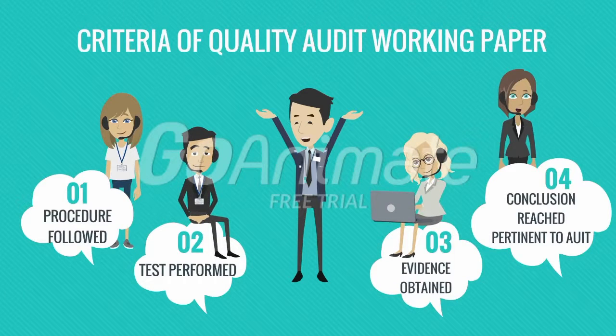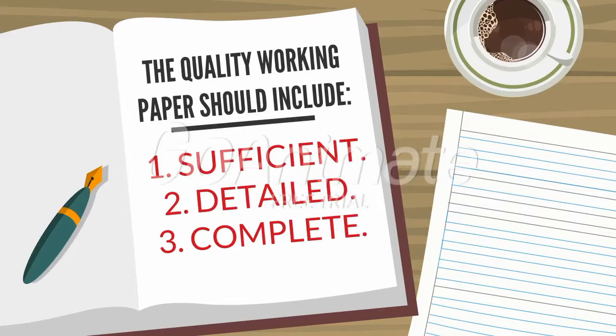Criteria of quality audit working paper. 1. Procedure followed. 2. Test performed. 3. Evidence obtained. 4. Conclusions reached pertinent to the audit. The quality working paper should include: 1. Sufficient. 2. Detailed. 3. Complete.